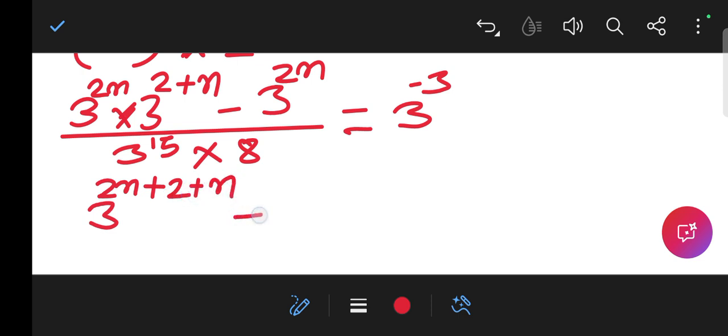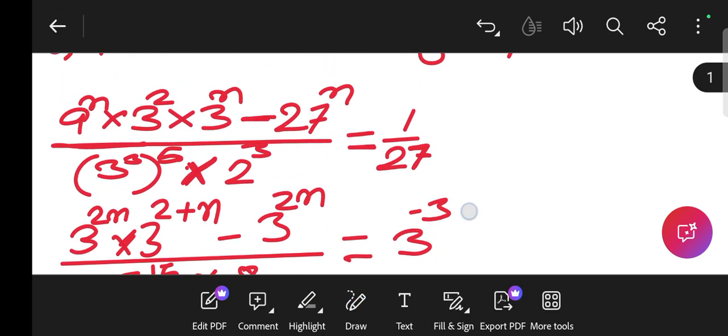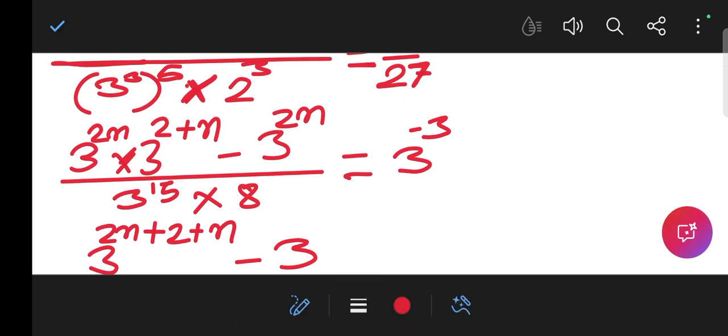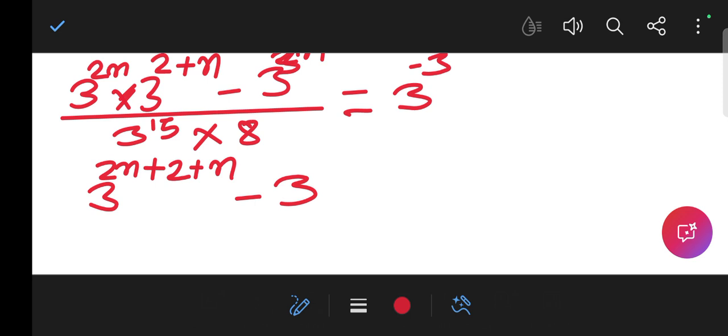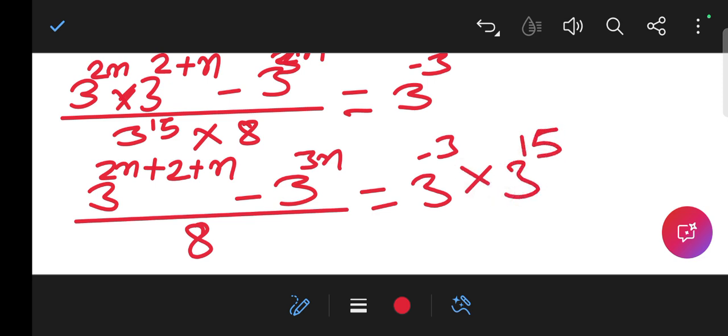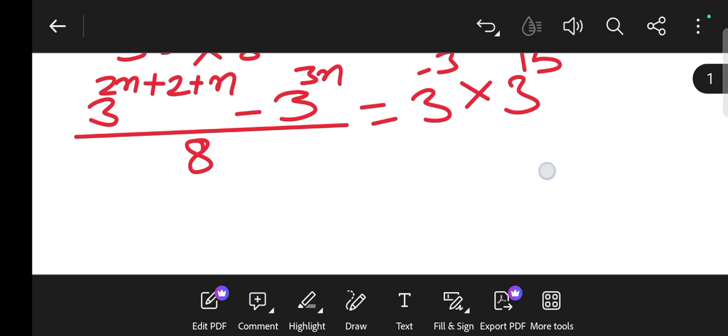And after that, 3 raised to the power, just a minute, this is going to be 3 raised to the power 3n and not 2n, because that is 27. So here also we'll write 3 raised to the power 3n, and we could write this 8 as it is, and we can do the cross multiplication of 3 raised to the power 15 as 3 raised to the power minus 3 multiplied by 3 raised to the power 15. Let's go ahead with another statement.